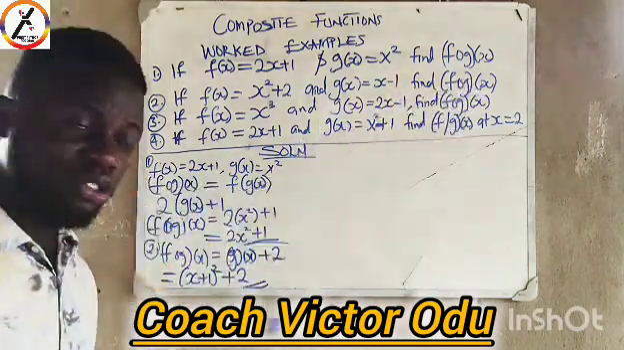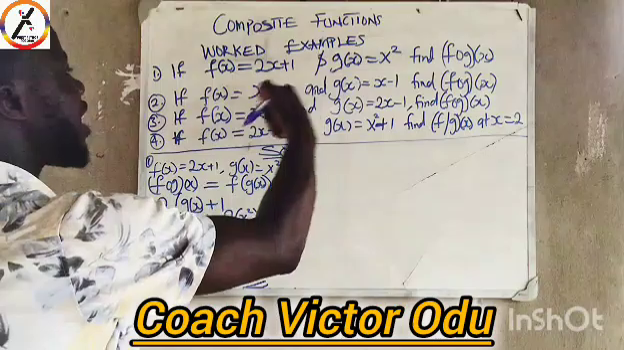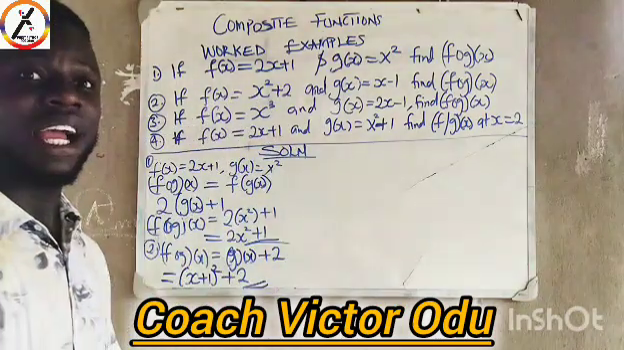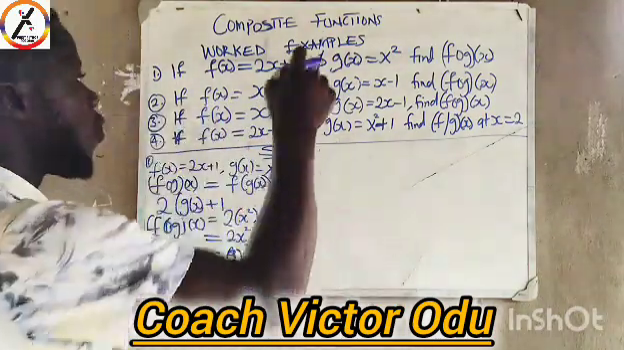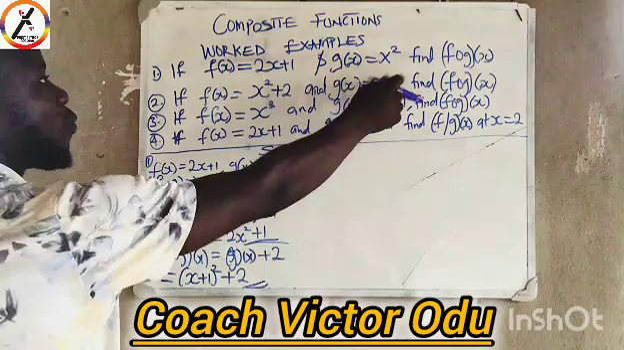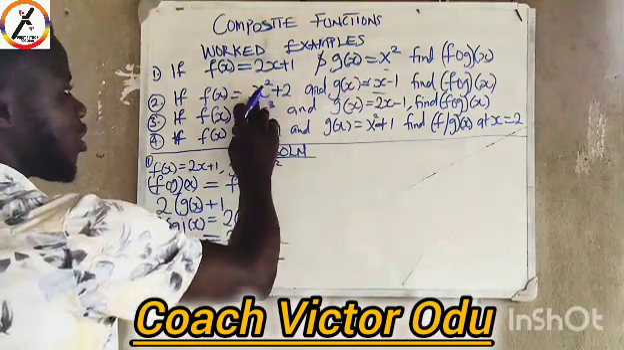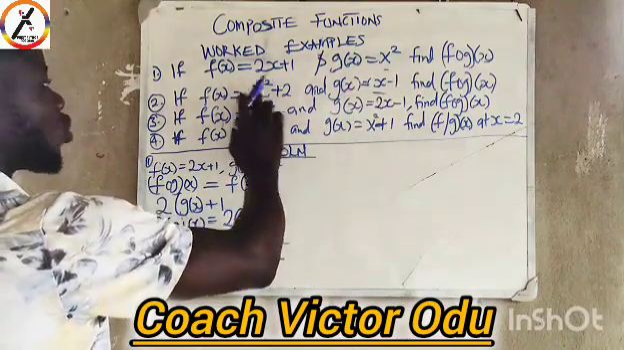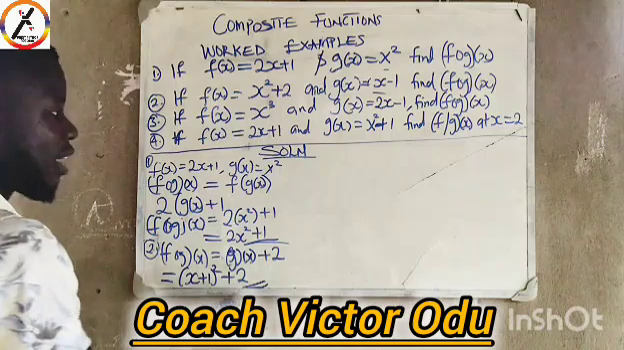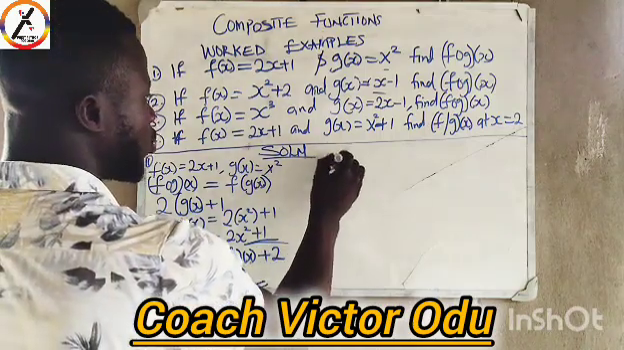So how to find f of g is to take anywhere you see x in the first outer equation, you put in what is here into this. If you put this into this, you're going to be having x minus 1 all squared plus 2. That's what we have here. So let's solve the fourth one.